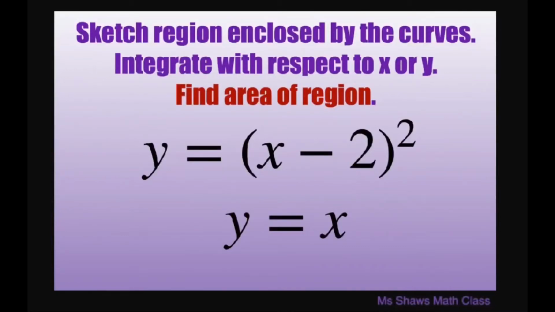Everyone, we're going to sketch the region enclosed by the curve y equals (x minus 2) squared and the line y equals x. We're going to integrate with respect to x and find the area of the region. So first, let's find any intersection points for these.